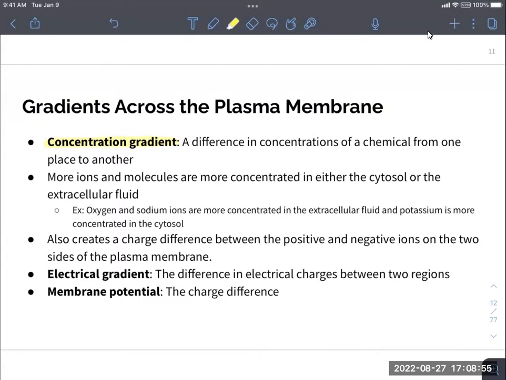So more ions and molecules are more concentrated in either the cytosol or the extracellular fluid. Oxygen and sodium ions are more concentrated in the extracellular fluid, while potassium is more concentrated inside the cell. So we have an electrochemical gradient that is created because of the differences in charges between the two regions. And that electrochemical gradient is actually known as the membrane potential, because that's the charge difference between the inside of the cell versus the outside of the cell.